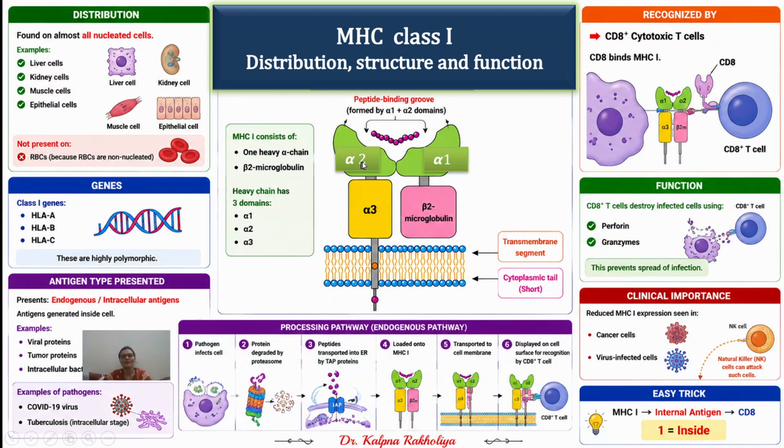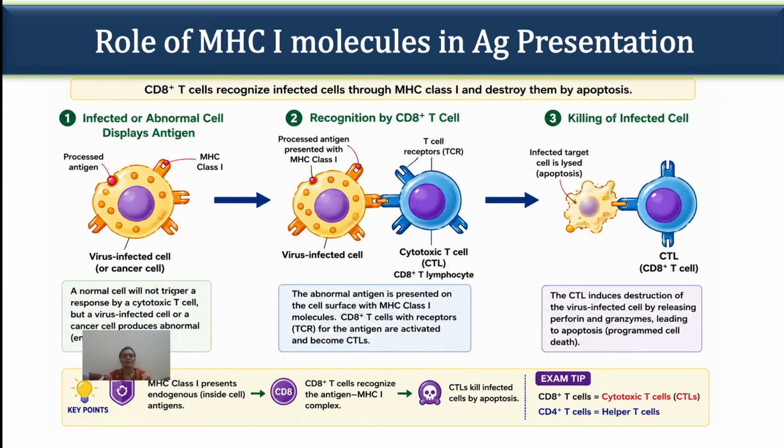Here you can see that between the alpha 1 and alpha 2 domains, the antigen peptide is bound, and that will be presented to the T cytotoxic cell having the CD8 positive receptor. After the interaction, the CD8 positive cell releases perforin and granzyme and prevents the spread of infection, and it destroys the cell by the apoptosis process. So you can see an example here.